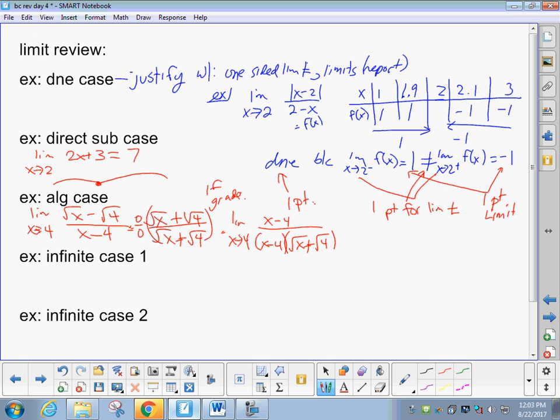At any rate, the x minus 4 divides away, therefore dividing out the 0 over 0 problem, and your final answer is 1/4, which would represent the slope.